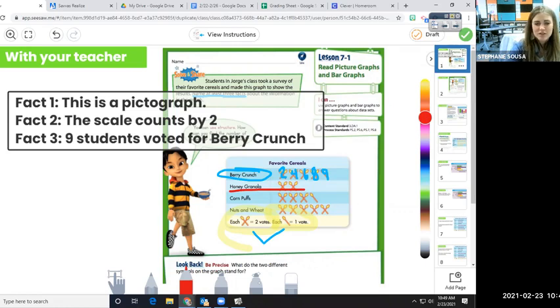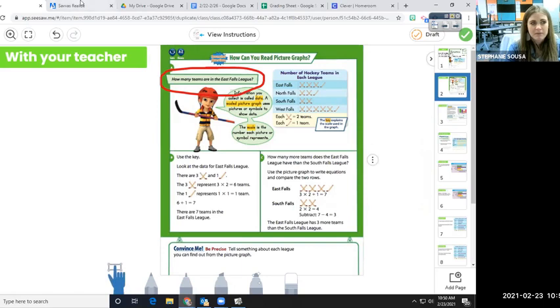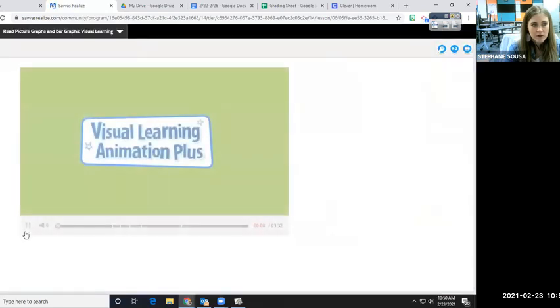All right, let's go ahead and take a look at slide 2. Slide 2 is going to show you the data that's going to be in the video that we are going to watch. So this is a picture example of what you are getting ready to see in the video, okay? The question that the video is going to answer is how many teams are in the East Falls League, okay? Let's take a look at how to solve information with graphing here. Where's my play button? And play.